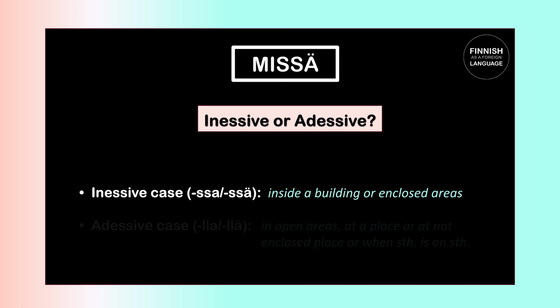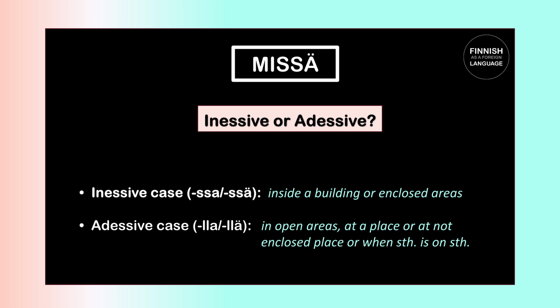When we are inside a building or an enclosed area, then we use the inassive case. The inassive marker is sa or se, which we have to add to the weak stem of our word. Or we can also answer with the additive case, which is used and only used with open areas or when something is on something. What it means we're going to learn in a minute.